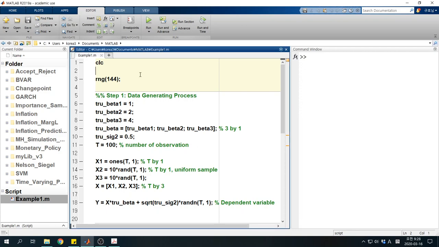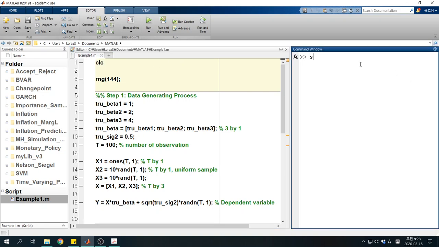Hi guys, let's quickly review what we have done in the last class. Okay, line by line, I'm going to review the code we made in the last class. Right, CLC, just clear command window, whatever there is.